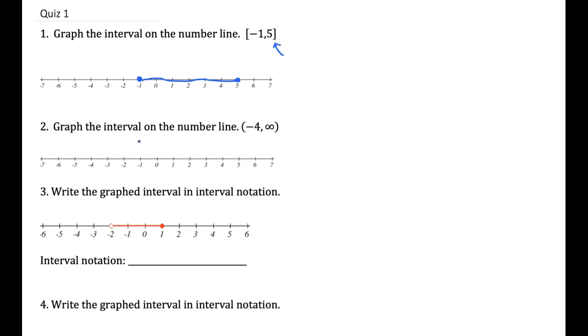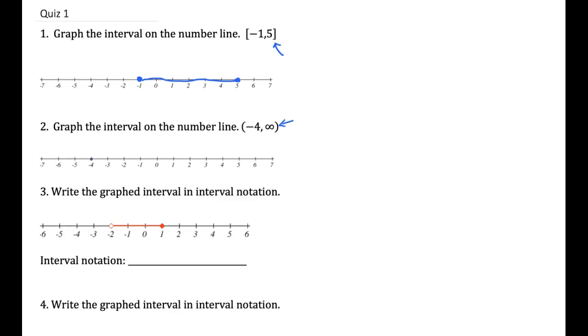But anyway, that's it. Next one, graph the interval on the number line, -4 to infinity. The curved brackets mean it goes to that number but does not include that number. The curved bracket is always curved next to infinity because you can never actually get to infinity. So that's the way I always remember it.